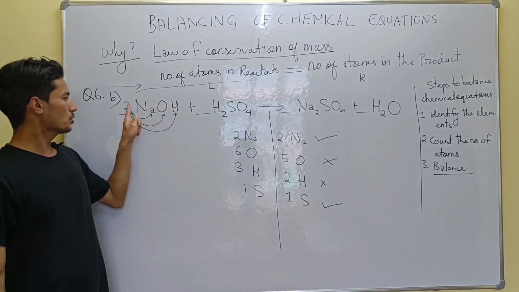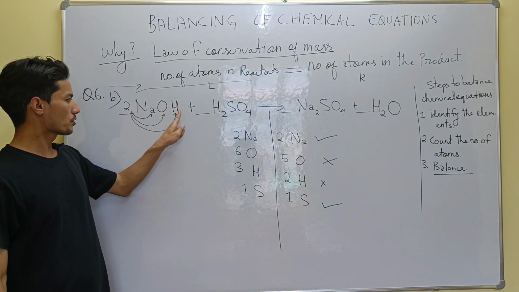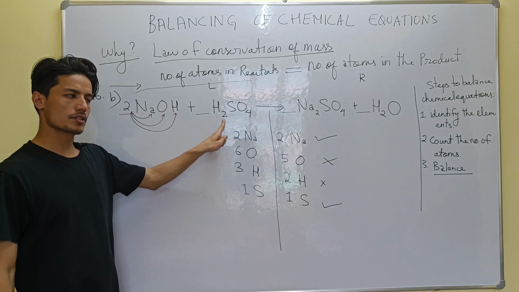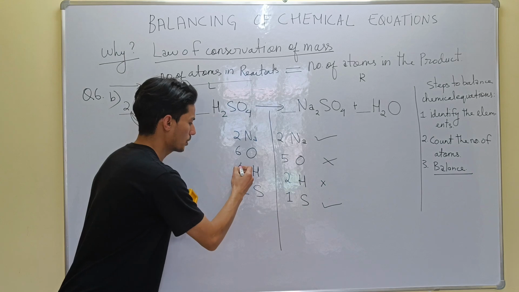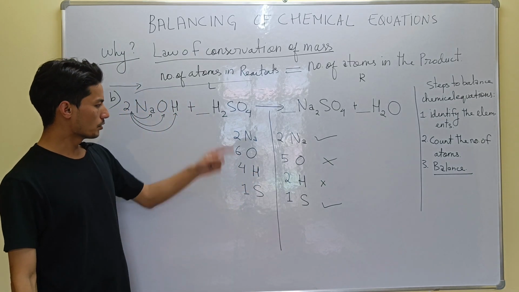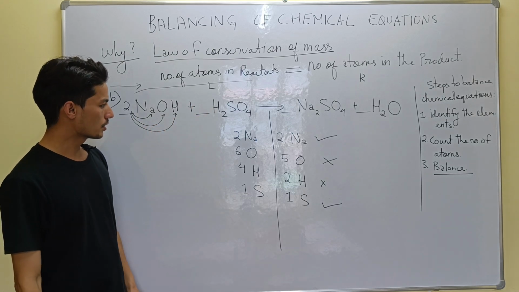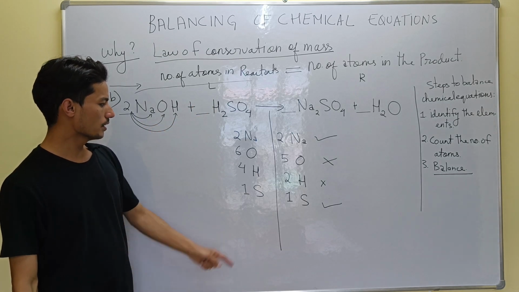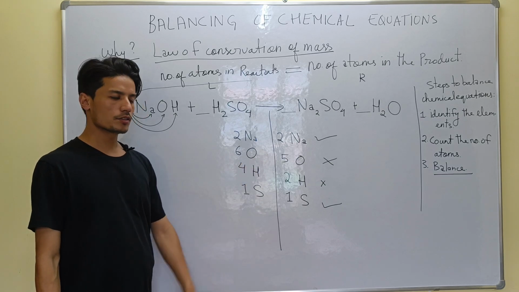Next, this 2 changes the number of atoms for hydrogen also. So now 2 hydrogen here plus 2 hydrogen. So 2 hydrogen plus 2 hydrogen becomes 4. So the number of hydrogen has shot up to 4. Now let us have a look. We have already done the necessary correction. Now on observation, I find that oxygen and hydrogen are not balanced.